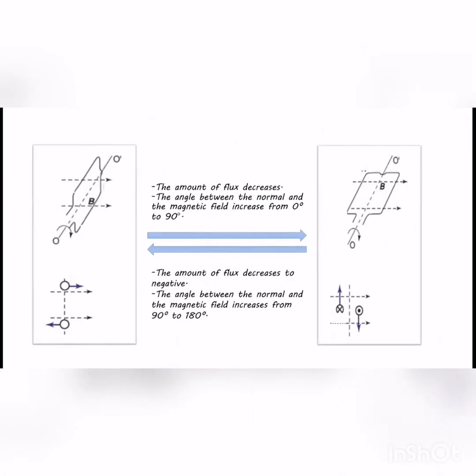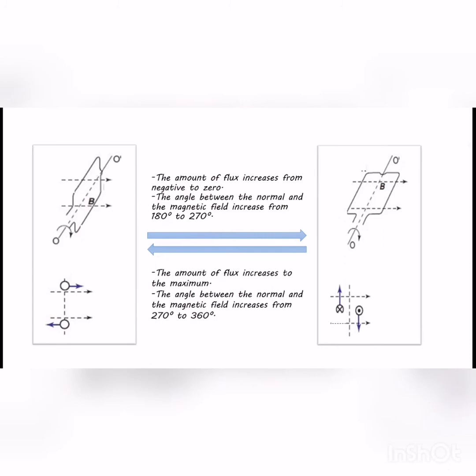When the coil rotates, the angle between the normal and magnetic field increases from 0 to 90 degrees. The amount of magnetic flux decreases from maximum to 0. When the coil rotates from 90 degrees to 180 degrees, the magnetic flux decreases to negative. If the coil continues to rotate to 270 degrees, the amount of flux increases from negative to 0.